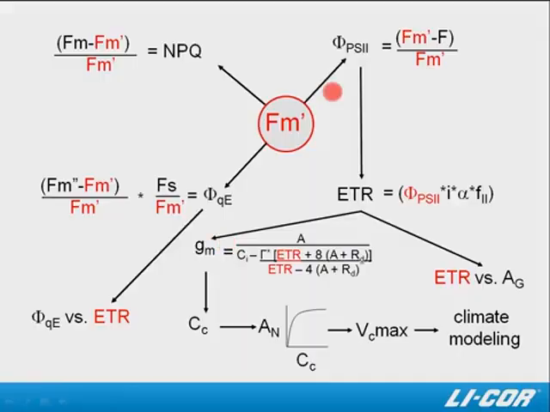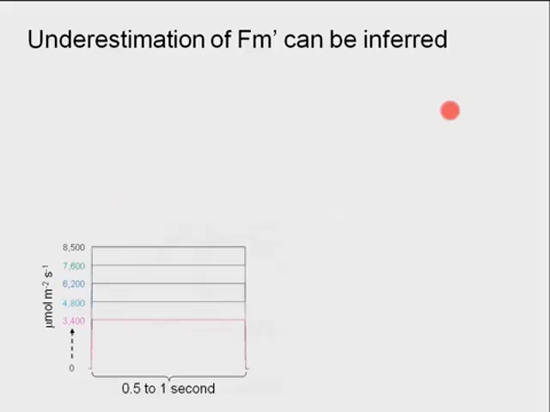So while FM prime can be used to measure all of these different photosynthetic phenomena, a problem arises because FM prime is prone to underestimation. And this error can be propagated to estimation of all of these other parameters. And so what I'd like to do now is show you how underestimation of FM prime can be inferred.